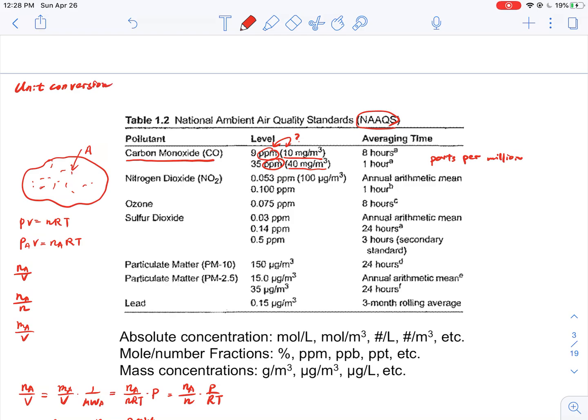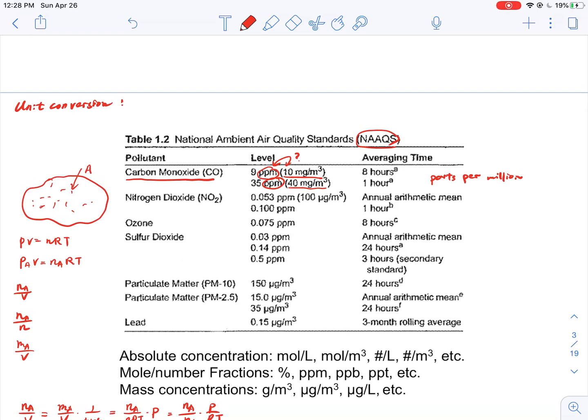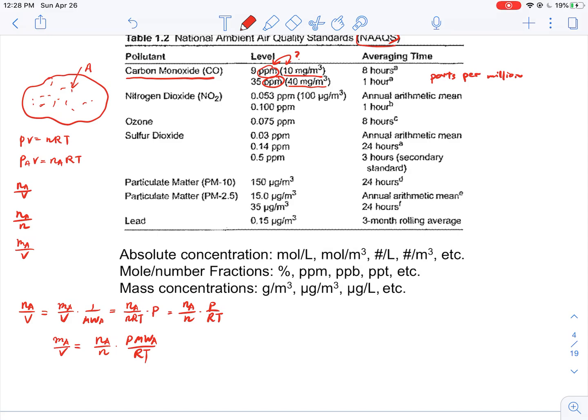Basically, what we're trying to do is convert these three types of units. The first type is the absolute concentration. Absolute concentration just means how many numbers or how many moles there are per unit volume of air. For example, we can have the unit of mole per liter, mole per cubic meter, number per liter. Number just means how many molecules. For example, if we know how many moles there are, we just need to multiply by NA, which is the Avogadro number.